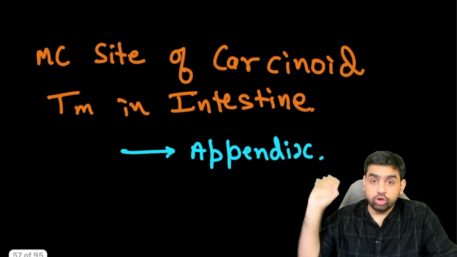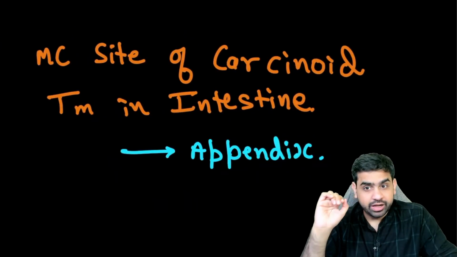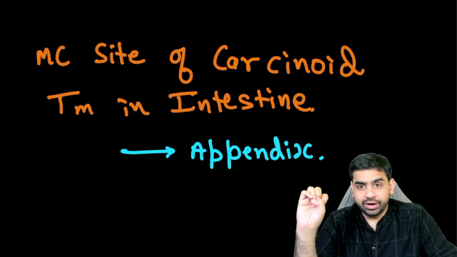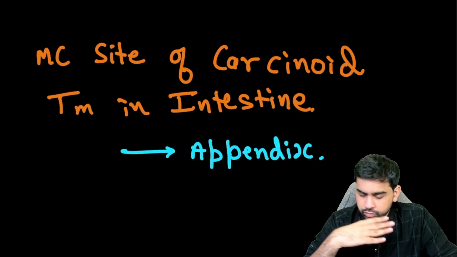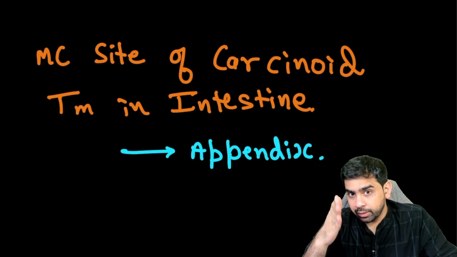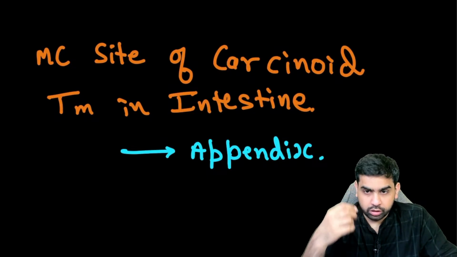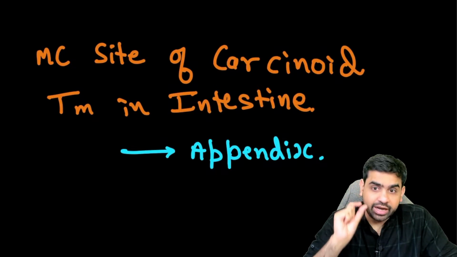Okay, now what is the most common site of the carcinoid tumor in the intestine? It is the appendix. What is the management if there is an appendicular carcinoid? If it is more than 2 centimeters, then you'll have to perform a right hemicolectomy. If it is less than 1 centimeter, you can just do an appendectomy, and that is more than enough. But if the size of the carcinoid tumor is between 1 to 2 centimeters, then you'll have to look at 2 things. What is the location, whether it is located at the tip of the appendix or at the base of the appendix.